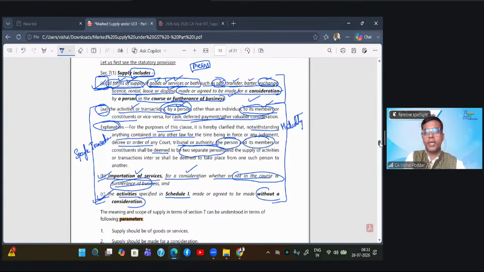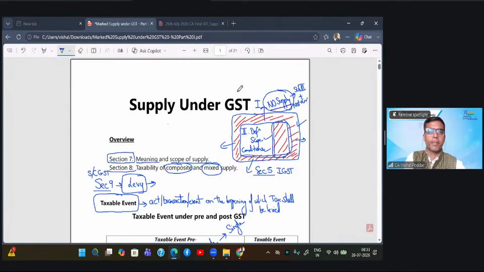So students, we have reached this point. Which point? We did part one. Part one is what is no supply. Now we completed part two. What is part two? Part two is dealing with the definition, scope, and conditions which will be necessary to be fulfilled to treat your transaction as supply. Once you fulfill these conditions, you fall in this inner box. And this inner box is finally what is supply, what will be leviable to GST.